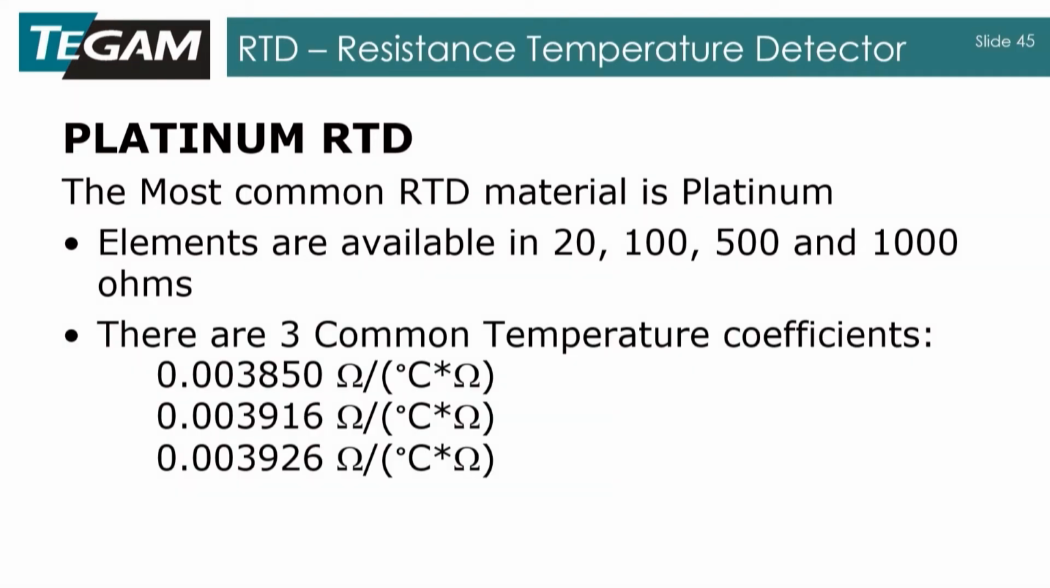There's 3 common temperature coefficients depending on what international standard that you're using. 385 is the most common. The important thing to take away from this is that if you're going between different countries or different standards, you want to make sure that the temperature coefficient of your instrument matches the temperature coefficient of your RTD material. But in America, you're going to be using most likely the 0.00392.